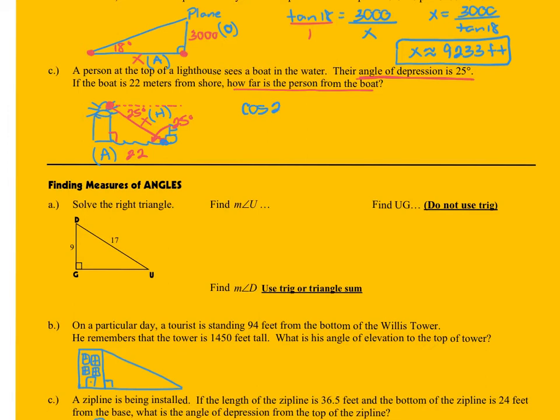Cosine of my 25 is going to equal my adjacent of 22 over my hypotenuse of x. Again, I could put that over 1 if you've caught on to the pattern. When we type this in our calculator now, it's going to be 22 divided by the cosine of 25. So my approximate answer is going to be 24.3. We'll label this. Our problem is in meters, so that would be that problem.